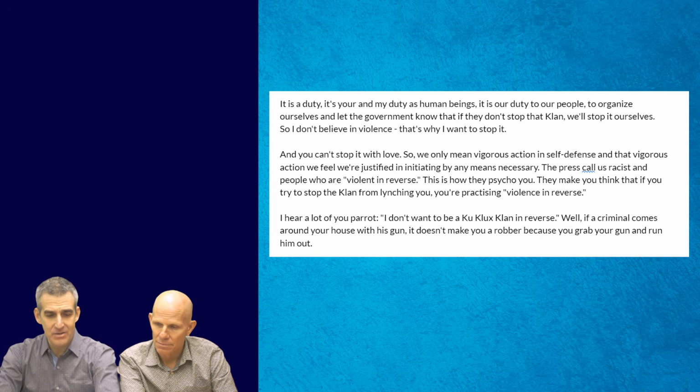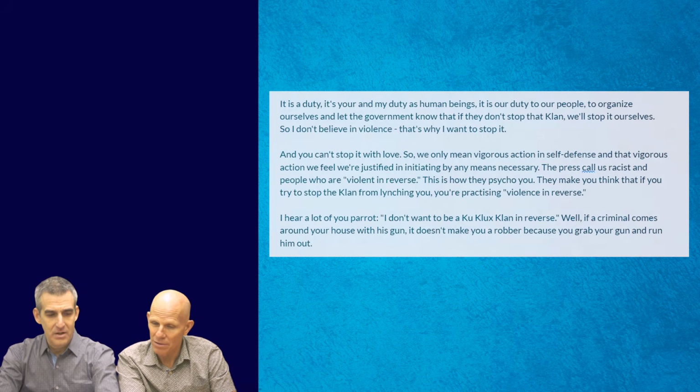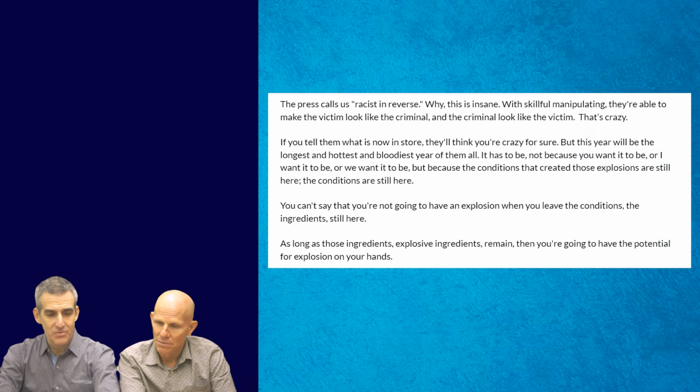This is how they psycho you. They make you think that if you try to stop the Klan from lynching you, you're practicing violence in reverse. I hear a lot of you parrot, "I don't want to be a Ku Klux Klan in reverse." Well, if a criminal comes around your house with his gun, it doesn't make you a robber because you grab your gun and run him out. The press calls us racist in reverse. Why, this is insane. With skillful manipulating, they're able to make the victim look like the criminal and the criminal look like the victim. That's crazy.